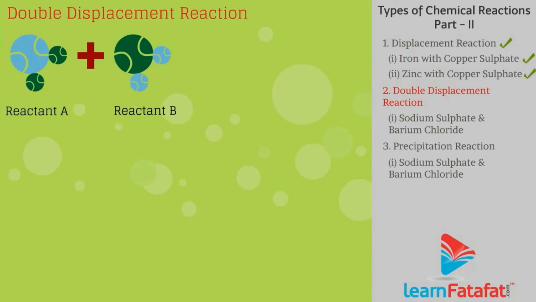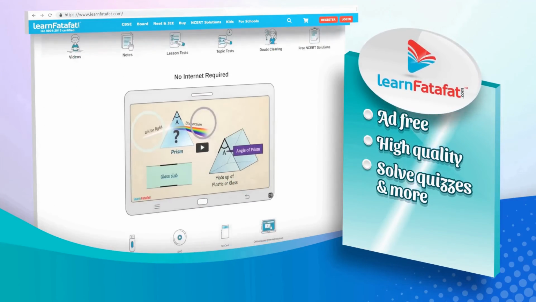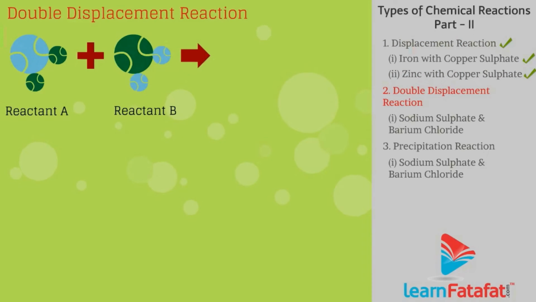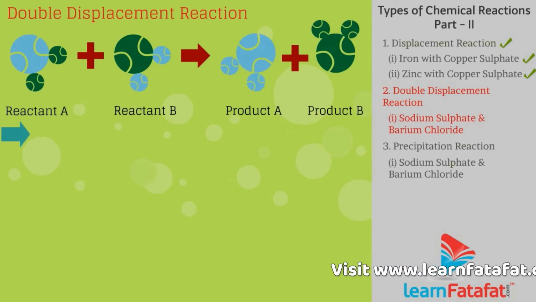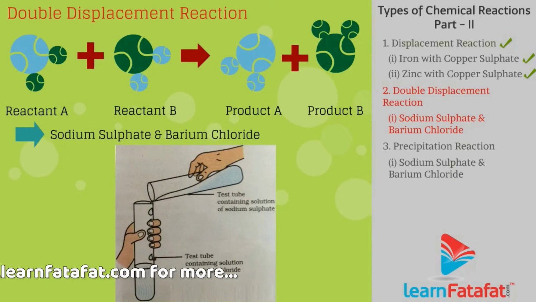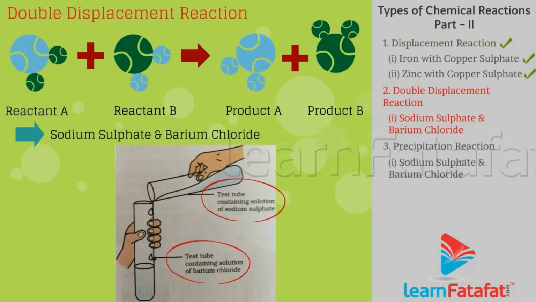Double displacement reaction. Reaction in which two different atoms or group of atoms, that is ions, are exchanged. For example, sodium sulphate and barium chloride. Take about 3 ml of sodium sulphate solution in a test tube. In another test tube, take 3 ml of barium chloride solution.